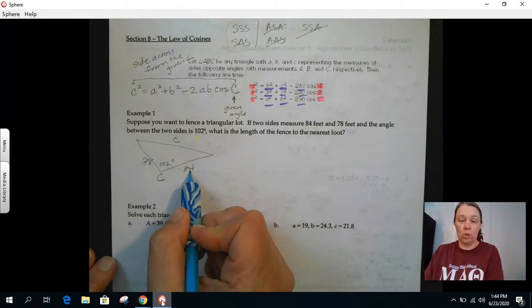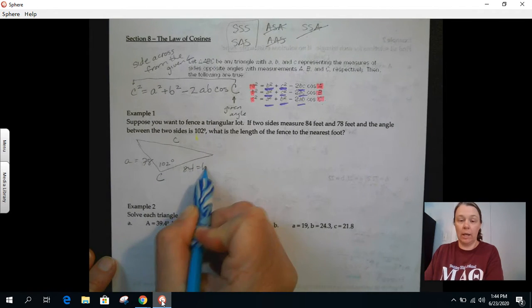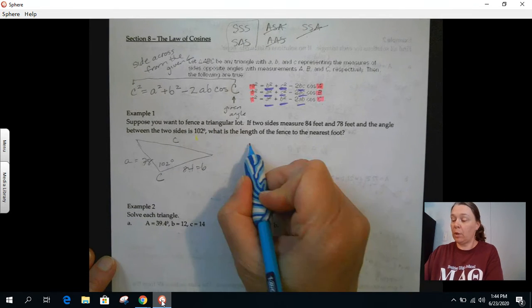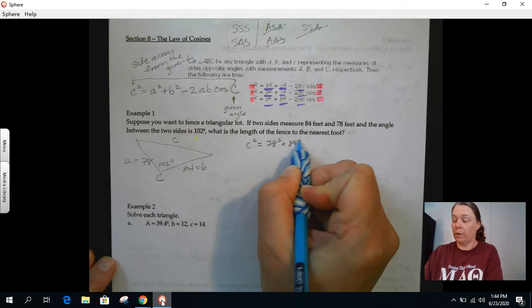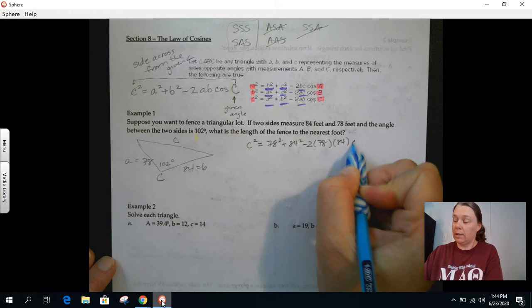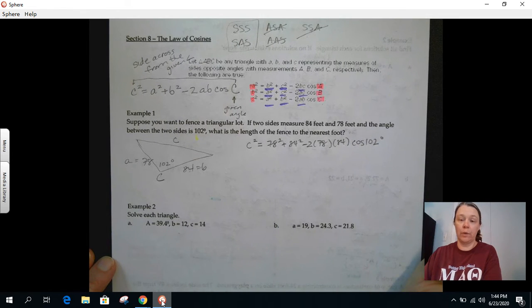It does not matter which you name A and which you name B. So I'm just going to call this A, call this B. Again, makes no difference. So I'm going to plug into this formula. So side C is what I'm looking for. And then I'll have my A squared and my B squared, -2 times A times B times the cosine of my given angle. So my 102.